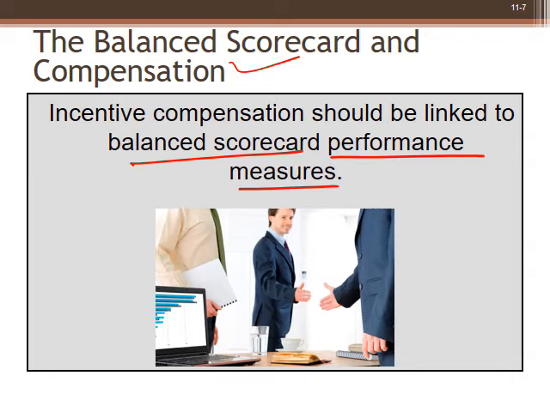So it means in order to have compensation linked to the balanced scorecard, we must compare our performance with some benchmark. The benchmark would be your past performance. So in order to evaluate it on the basis of the balanced scorecard, you must have one or more years of balanced scorecard scores as well.